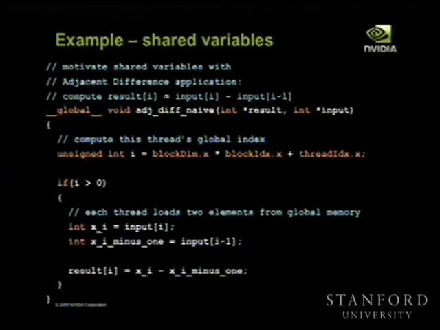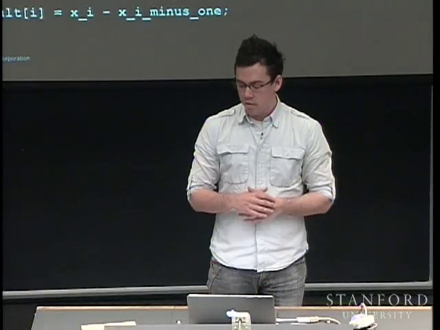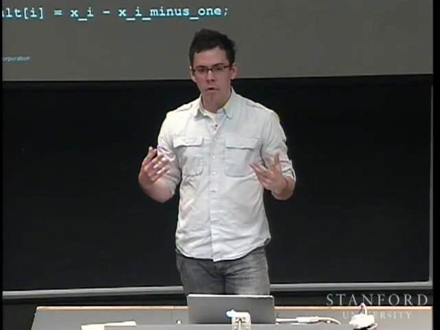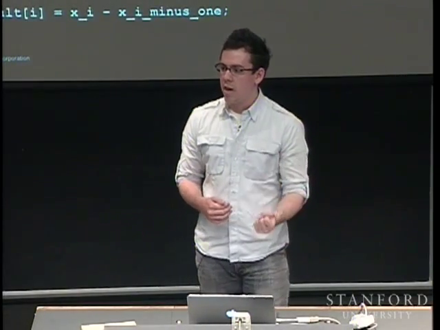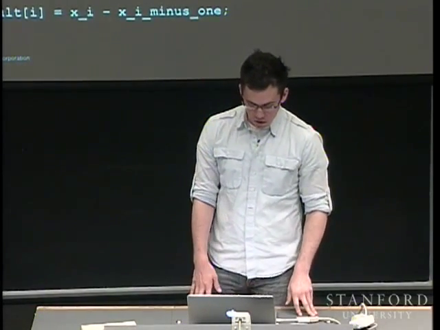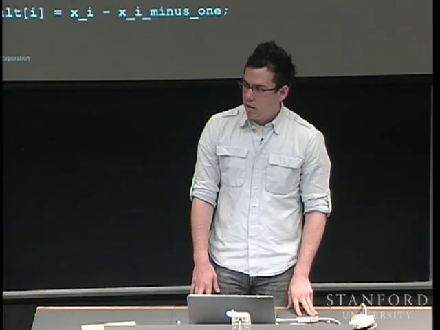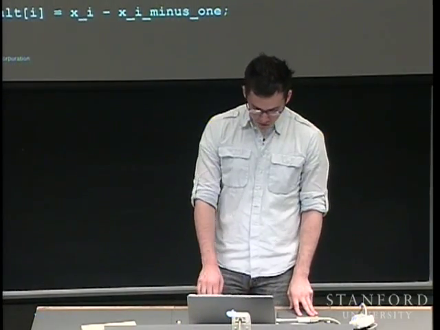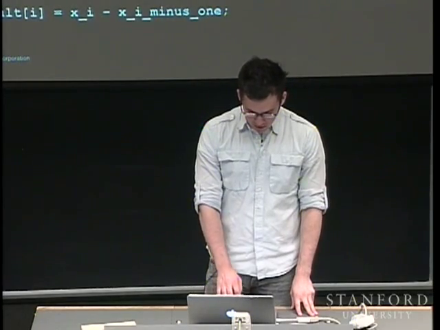All right, so we start up at the top, as we usually do, by computing the global index of the thread that we've launched. And then if I'm not the very first thread in the launch, I want to compute the difference between element I and element I minus 1. So that's pretty easy, right? We just read in input I and input I minus 1, and then take the difference and store that to the result. And so, you might start asking some questions.